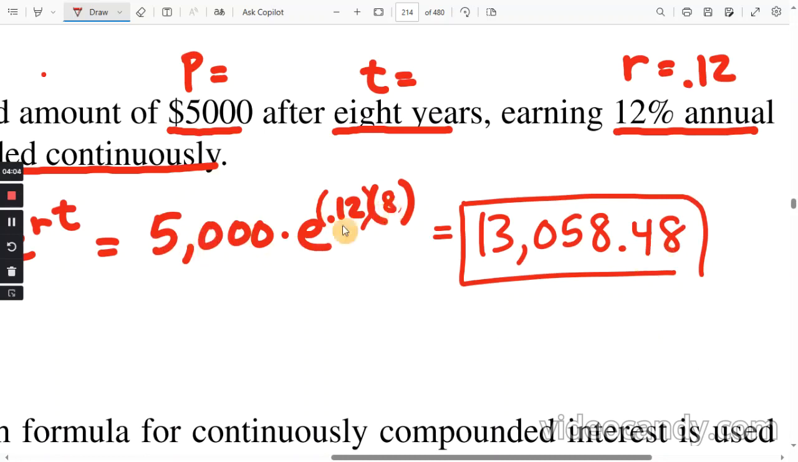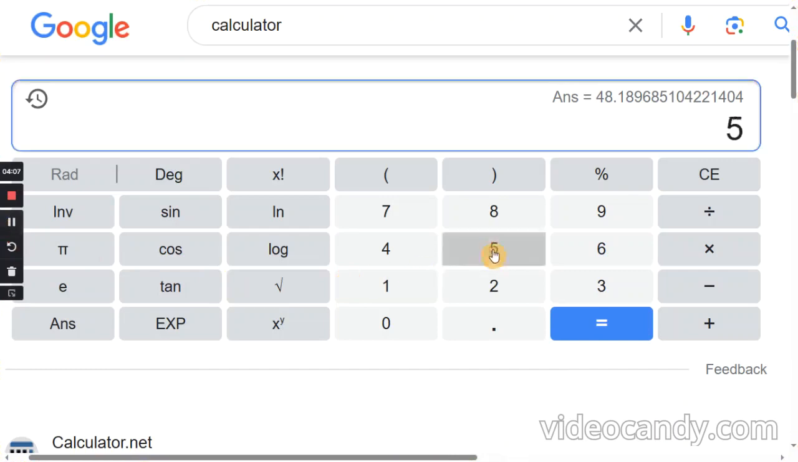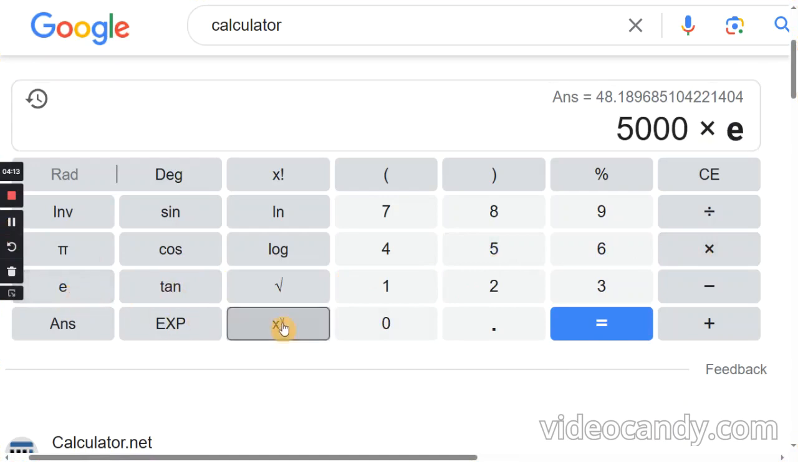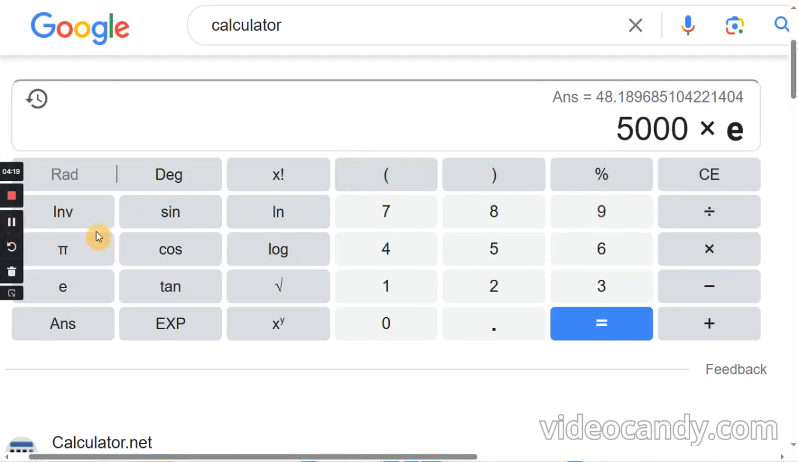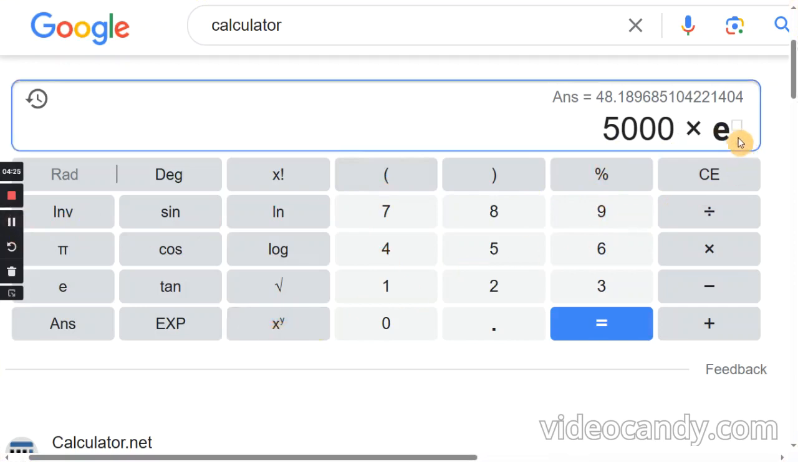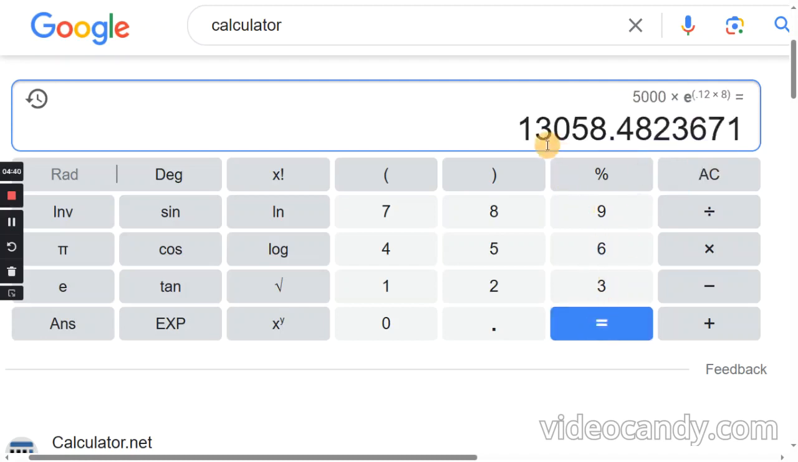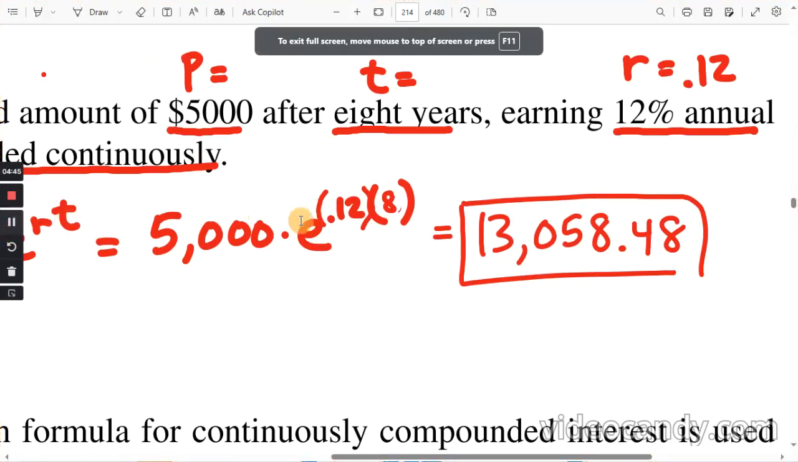Let me see if I can do this on the screen. 5,000 times e, x to the y is your exponent button, and for the exponent I'm going to use parentheses, 0.12 times 8, close parentheses, so that whole expression is the exponent on e. And I hit equals, 13,058.48. All right, so it checks out.